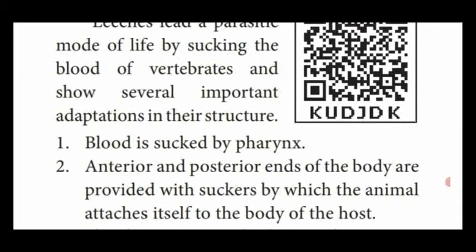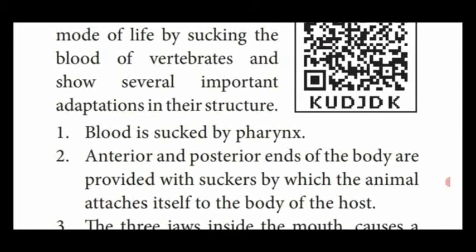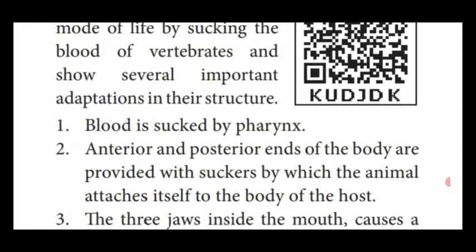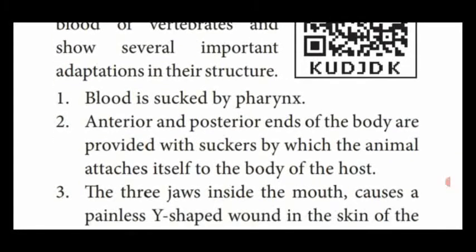First one, the blood is sucked by the pharynx. Because on the lateral side of the pharynx we have the paired salivary glands. So these salivary glands help in sucking the blood from the other animal's body. So this is the first adaptive character.